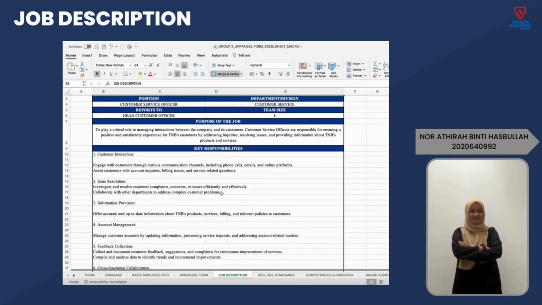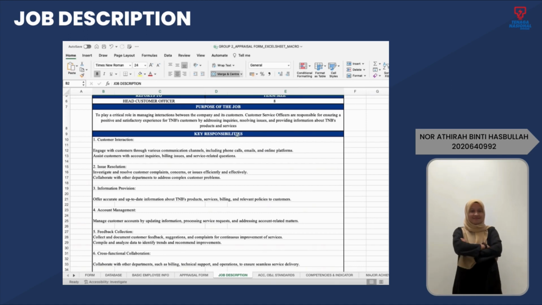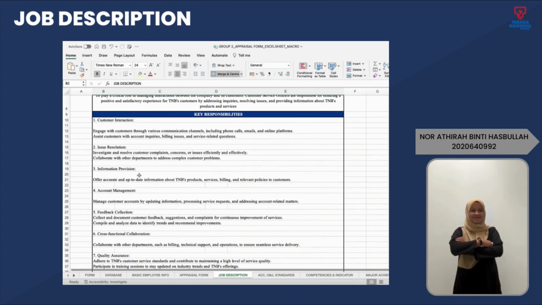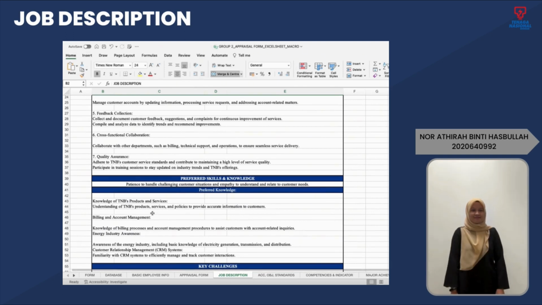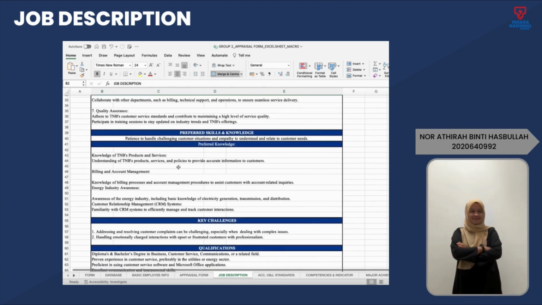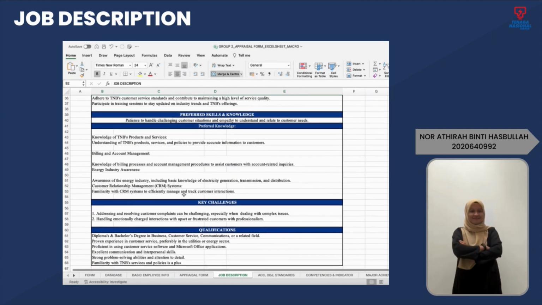Additionally, there is a column for key responsibilities for the customer service role, and below this is the explanation. Next is the column for skill and knowledge, where we list the skill and knowledge required. For example, for this position, patience to handle challenging customer situations and empathy to understand and relate to customers' needs. And then below this is a knowledge section.